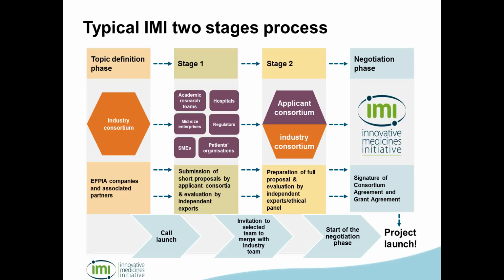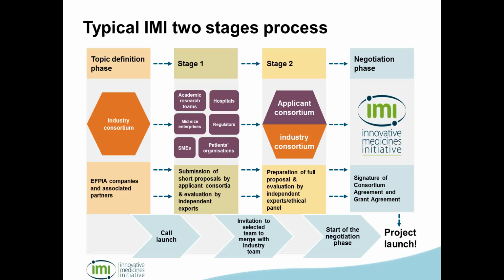So there's a flavour there on the slide of the type of organisations involved. As I said, in the actual topic text itself, there is a section on the applicant consortium, and you should read that very carefully so you understand what type of expertise is required. I think this is a key step, is finding the right partner. So I think this is one area you should really focus on early.